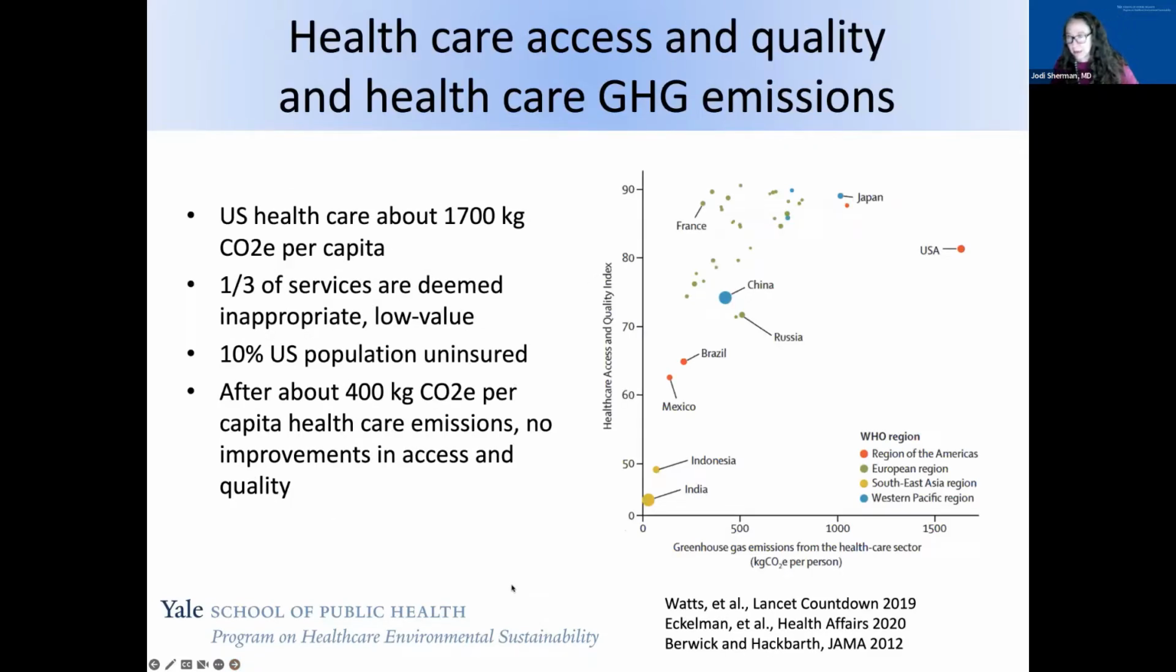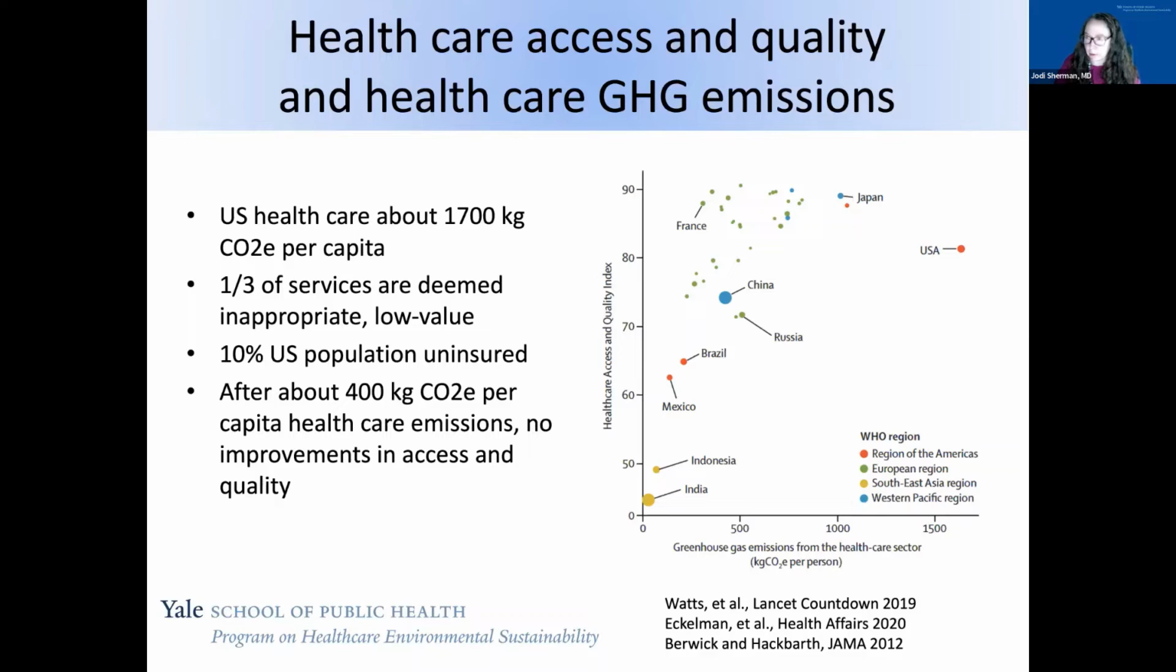Now, if we had the best health outcomes, there might be some justification for that as we figure out how to clean up our energy sources and find better ways of doing business. But we do not have the best healthcare system in the world. About 1/3 of healthcare services are deemed low value or inappropriate. 10% of the US population is presently uninsured. And we can see if we associate the per capita healthcare greenhouse gas emissions with a measure of healthcare access and quality. We've done this with many different measures and outcomes.